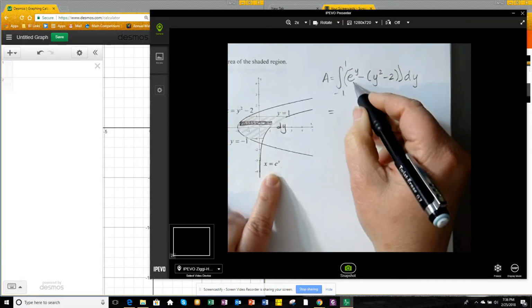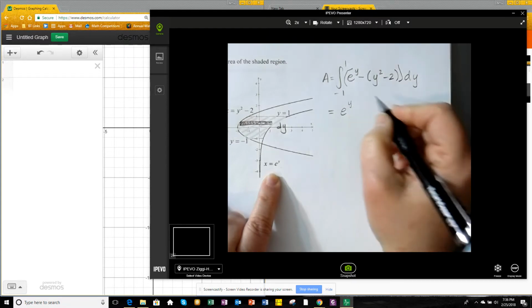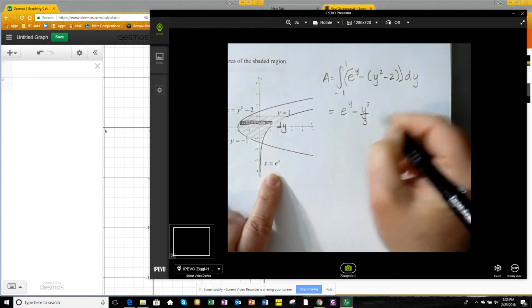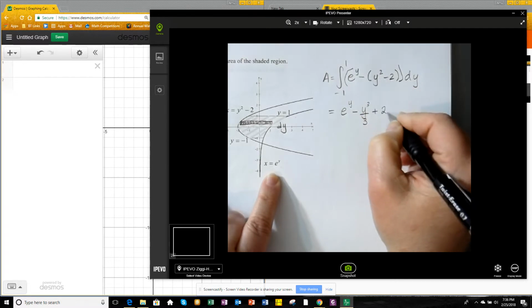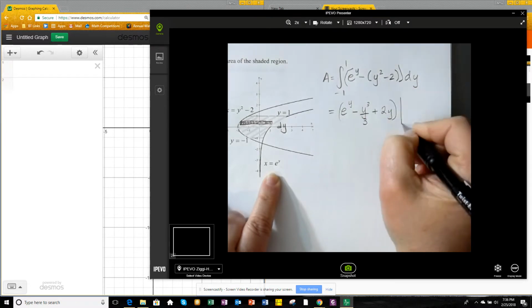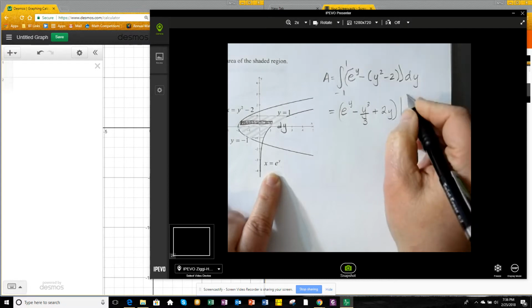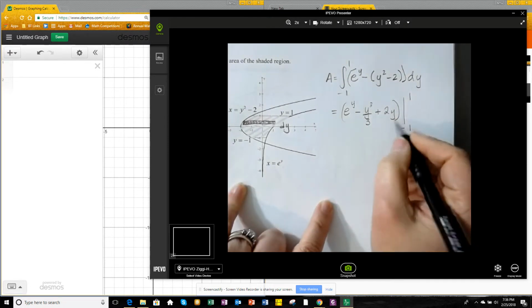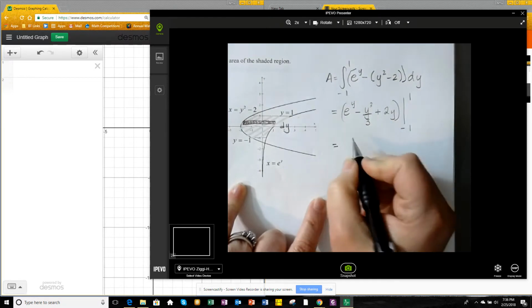The antiderivative of e to the y is just nicely e to the y. And this will be minus y cubed over 3. And this will now be a plus 2y. And we'll evaluate that between -1 and 1. And sadly, I can't use symmetry here. It'd be nice, but we can't. So let's evaluate it using the fundamental theorem of calculus part 2.